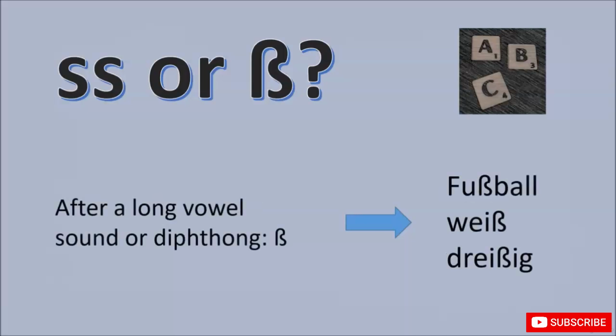But we haven't got rid of the SZ, because if it's a long vowel sound or a diphthong, so if you've got two vowels together, we still use it. So Fußball is still spelled with the SZ, as it always has been. The same goes for Weiß and 30.